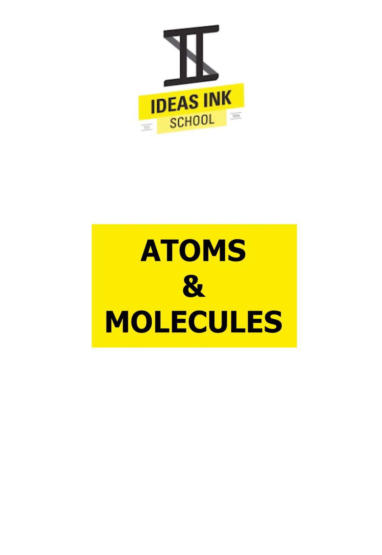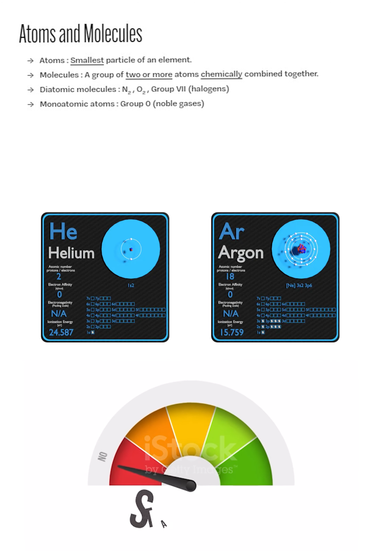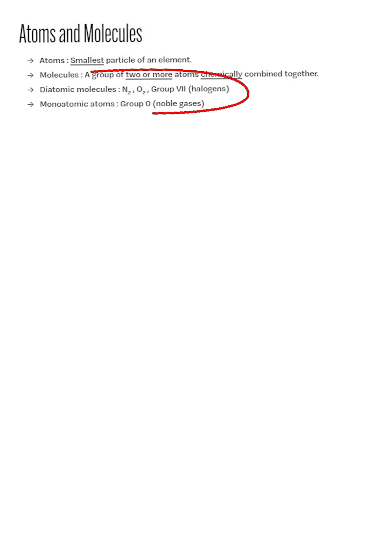In the next section, we will be discussing atoms and molecules. Atoms are the smallest particles found in an element, while molecules are made of 2 or more atoms chemically combined together. Monoatomic atoms only consist of single atoms. For instance, noble gases like helium and argon are only made of single atoms as they are very stable. Diatomic molecules are made of 2 atoms that are chemically combined.